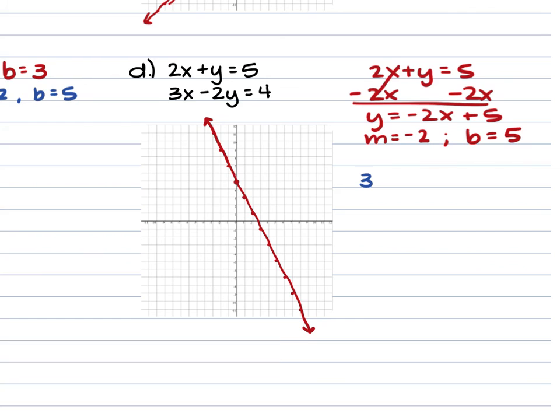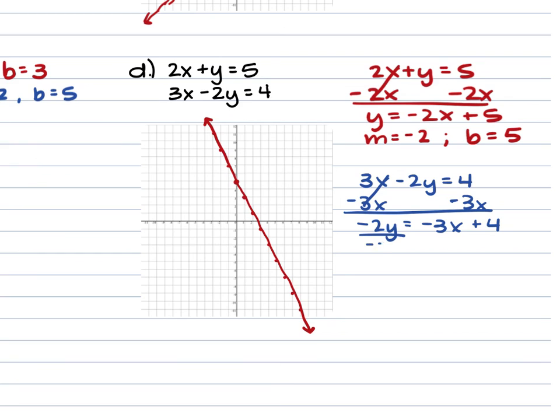My second line is 3x minus 2y is equal to 4. I'm going to start this one by subtracting the 3x from each side. We have -2y is equal to -3x plus 4. And then we divide each side by that -2, which means everything on that right side gets divided by that -2. So we have y is equal to 3/2 x minus 2. For this one, we have a slope of 3/2 and a b value of -2.